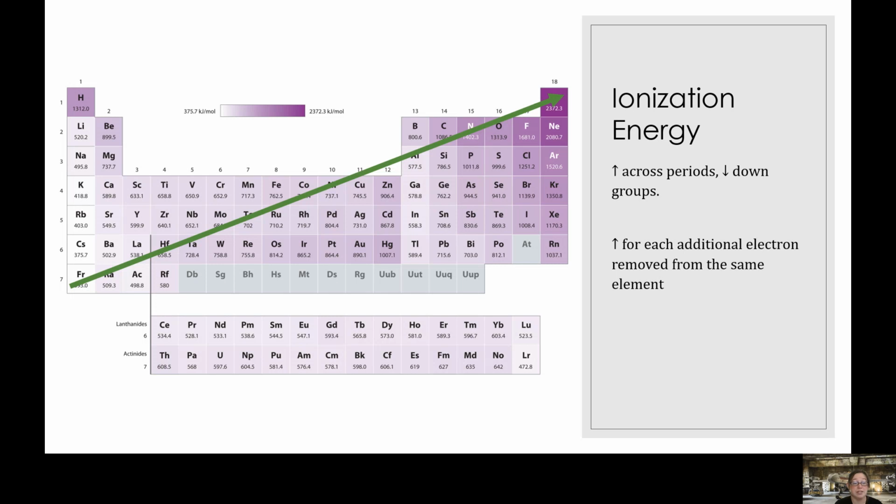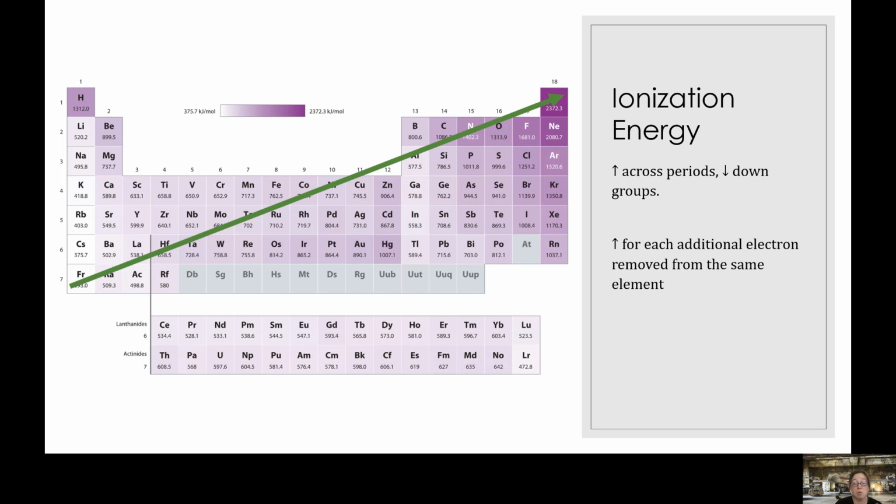Ionization energy increases from the bottom left to the upper right of the periodic table, with francium having the lowest ionization energy because it's the largest element in the periodic table. It has the most shells, so it's easier to strip those electrons off. That's what ionization is, pulling those electrons off of an atom. And so francium has the lowest, and helium has the highest ionization energy. And it's really hard to ionize the noble gases. They like to have their octet, so they don't like to give it up.